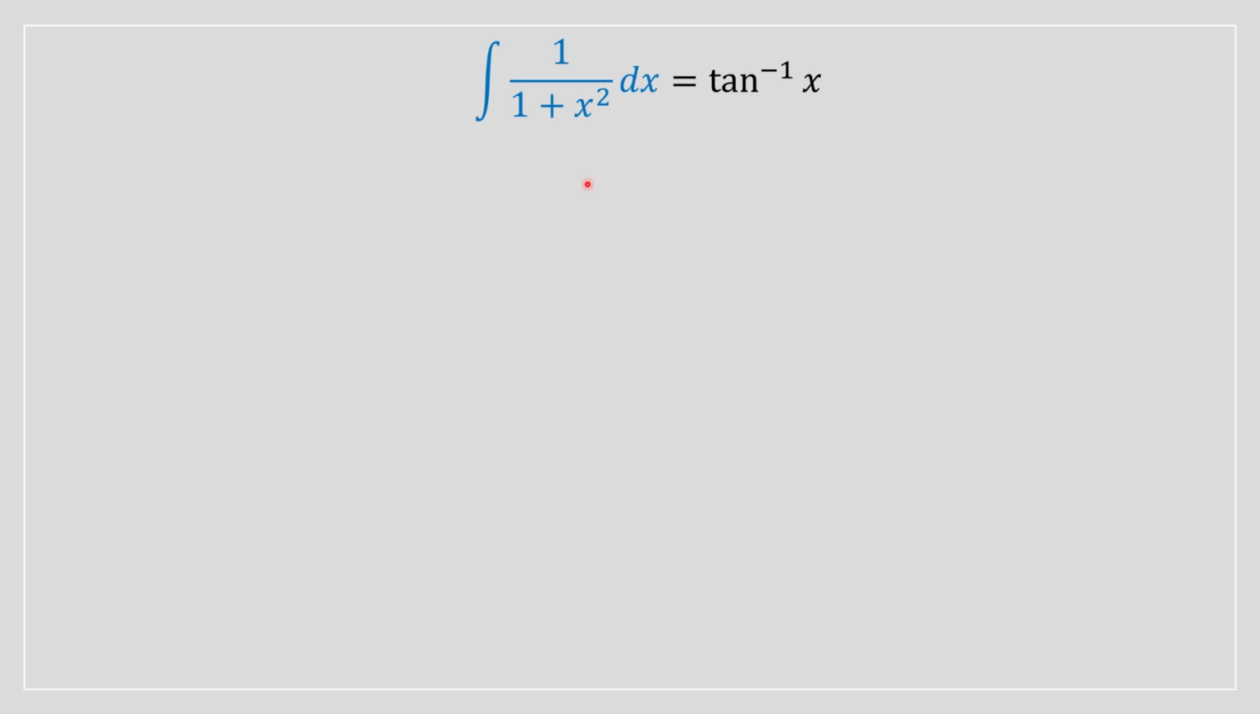In today's video, we're going to take a look at the integral of 1 divided by 1 plus x squared dx. Why is that equal to arctan of x?